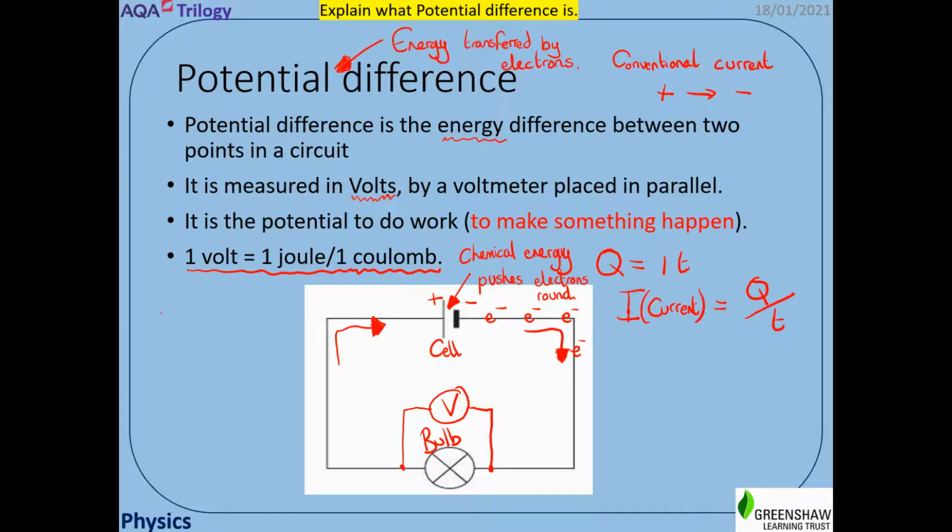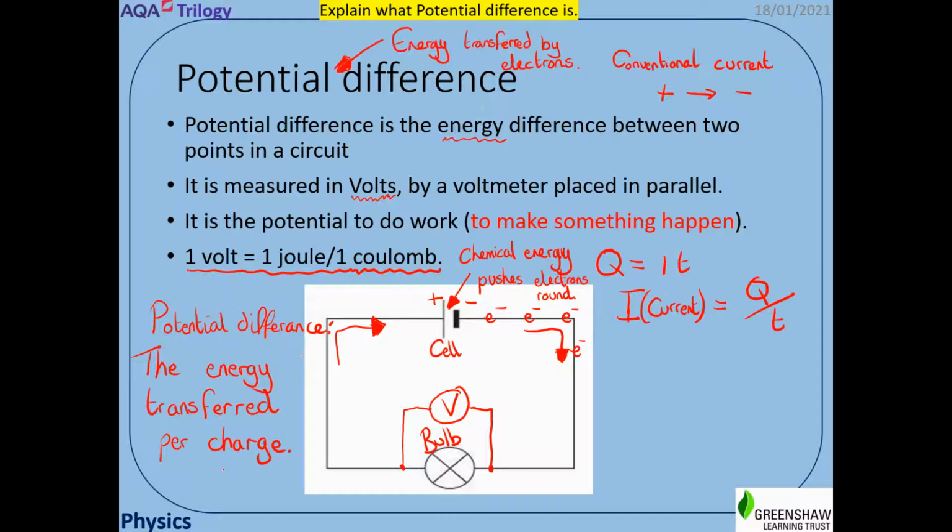What I'm going to write, I highly suggest that you write on yours. So potential difference is the energy transferred per charge. And I will come back to that.